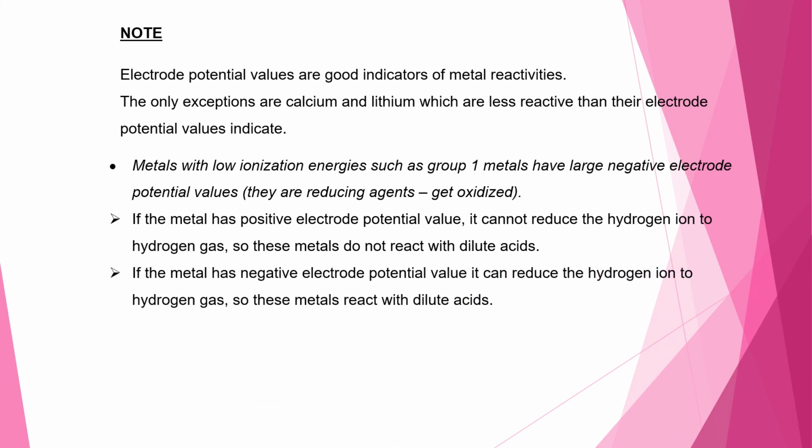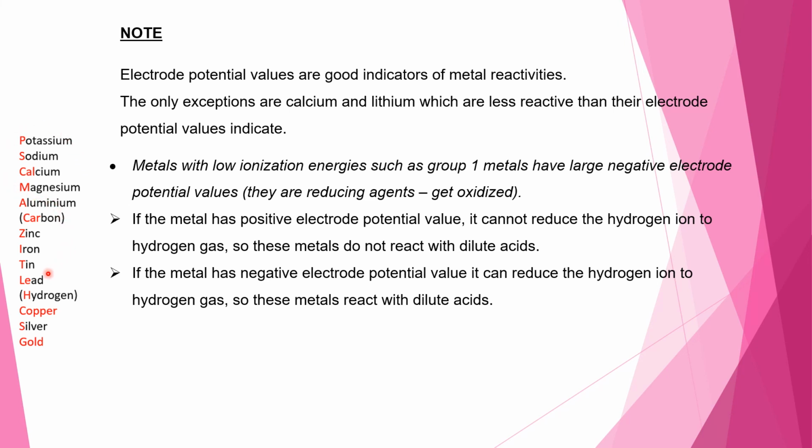Let's compare this with a metal which has a more negative electrode potential value. A metal which has a more negative electrode potential value can easily oxidize itself. That means it can easily react with other substances like acids. So when we compare the reactivity series of the metals, this is what we get. All the metals in the reactivity series carry a more negative electrode potential value. That means these metals are easily oxidized.